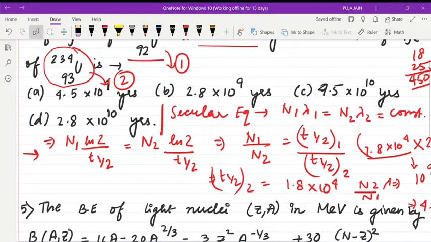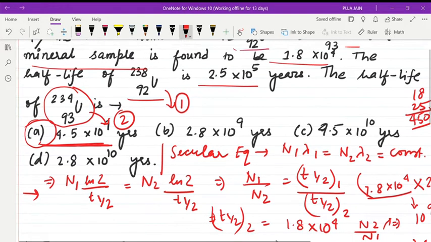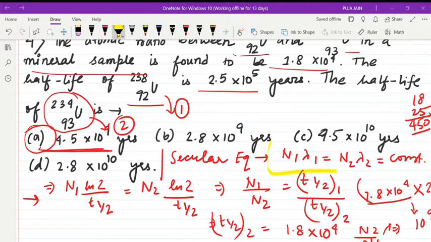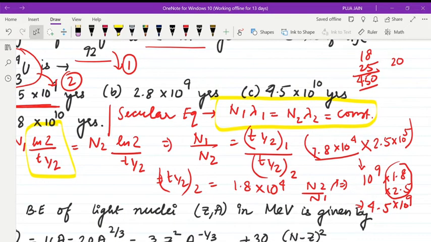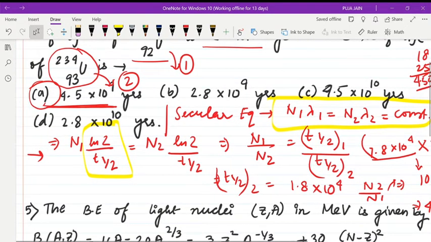So I think option A is correct, 4.5 into 10 to the 9 years. Okay, so the basic important thing which you need to know is this relation: N1 lambda 1 is equal to N2 lambda 2, and lambda 1 is ln 2 by t half. Okay, and the calculation part, which I'm sure you can do it.